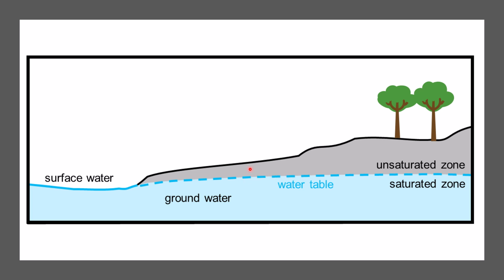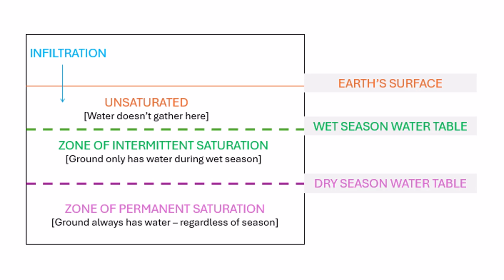The water table fluctuates in its height at various times of the year and is dependent on the amount of the rainfall and more especially on the amount of water that actually infiltrates the earth's surface. In the diagram, the orange line represents the earth's surface and the blue arrow represents the infiltrated water. The diagram shows the different levels and heights of the water table at different times of the year.